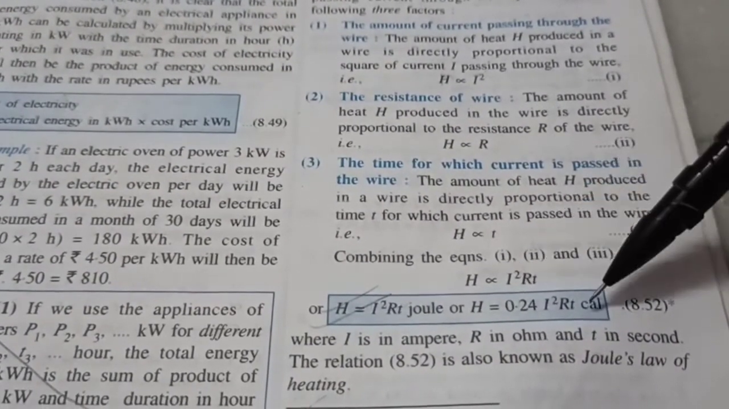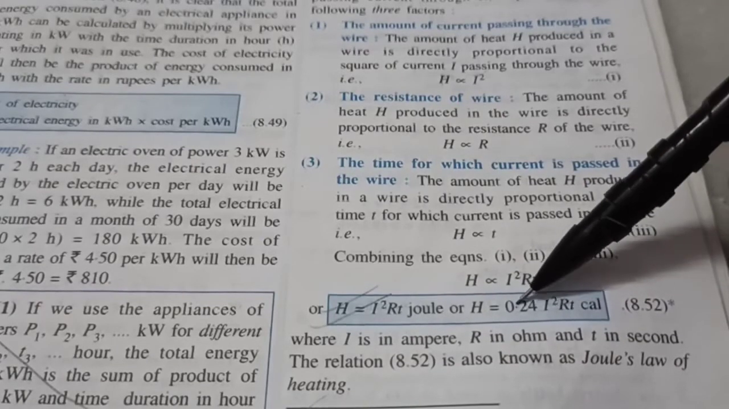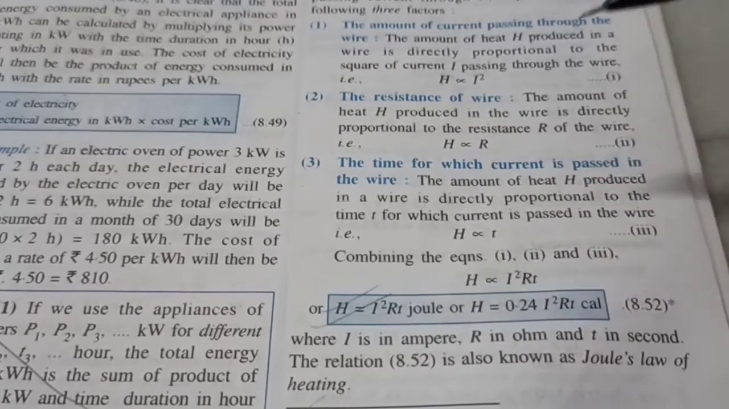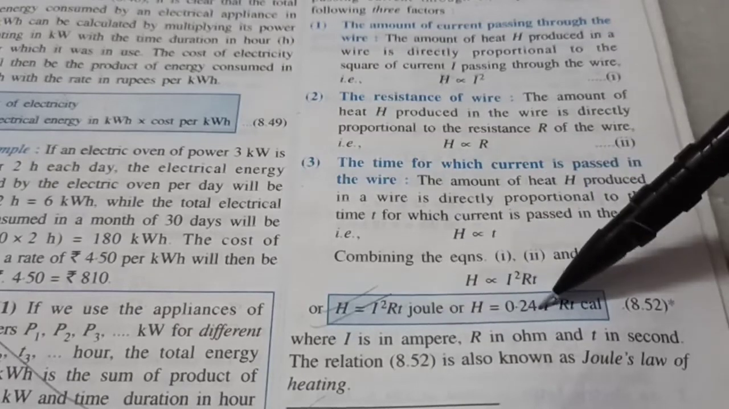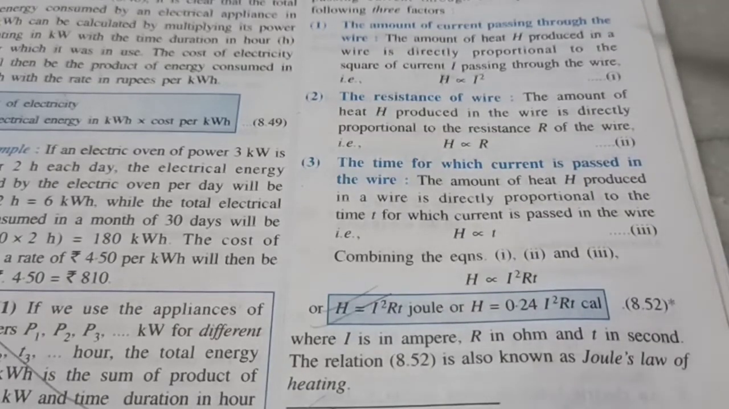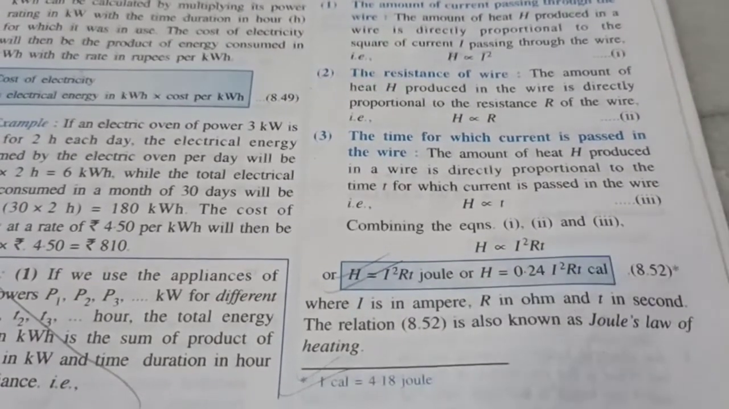But if you want the answer in calories, then please multiply the answer by 0.24. But the SI unit is Joule, however. And this relationship is called Joule's law of heating. And remember, 1 calorie is around 4.2 Joule.